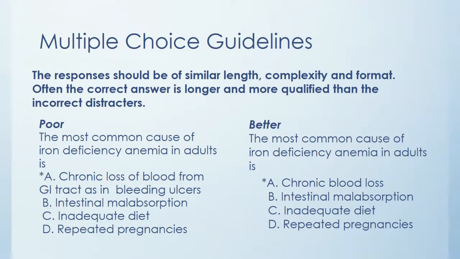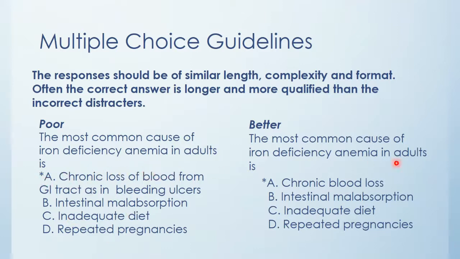More guidelines. The responses should be of similar length, complexity, and format. A lot of times you will see questions where the right answer is longer or has more qualifications than the incorrect distractors. So for example, a poor question is: the most common cause of iron deficiency anemia in adults is chronic loss of blood from GI tract as in bleeding ulcers. This one has an entire sentence and the rest just have 2 words. So you either have to make them all long or all short, because otherwise it clues in that A is the right answer.